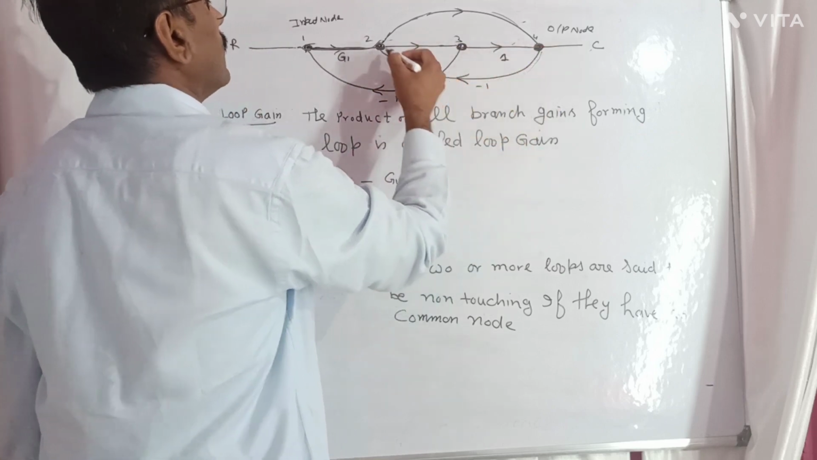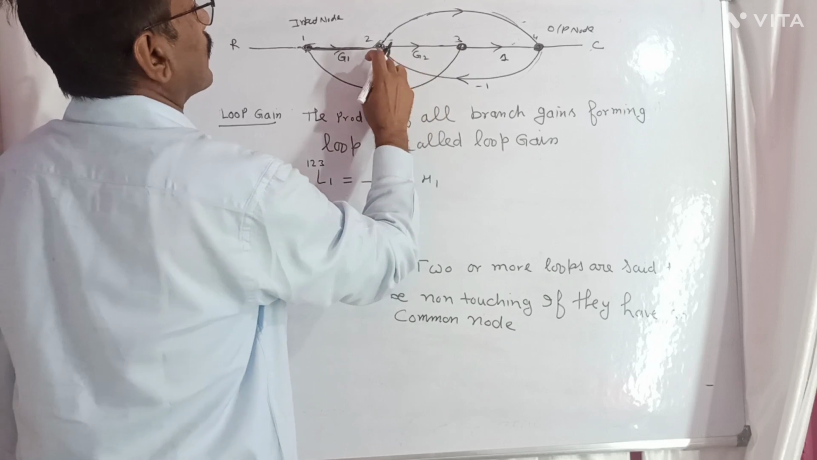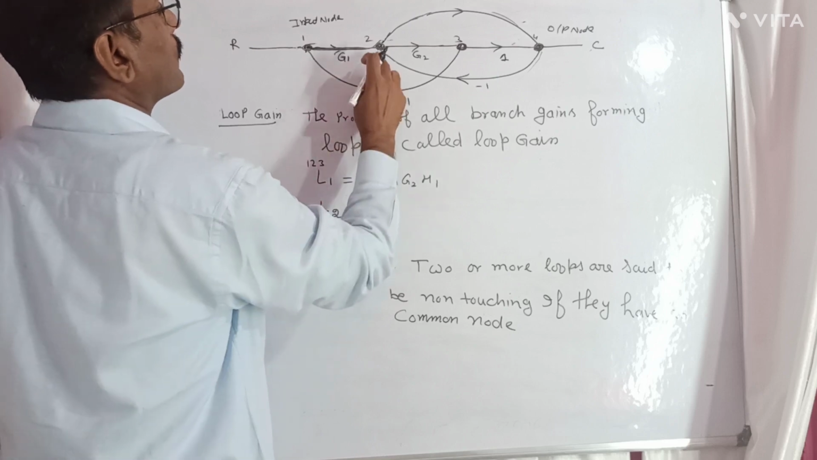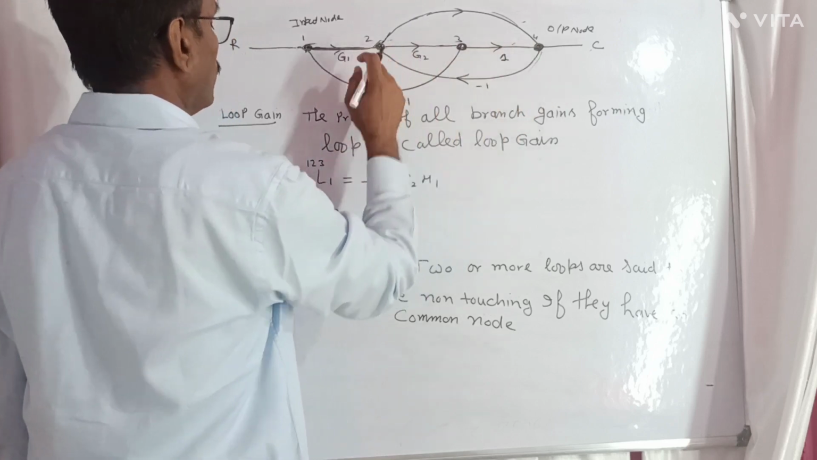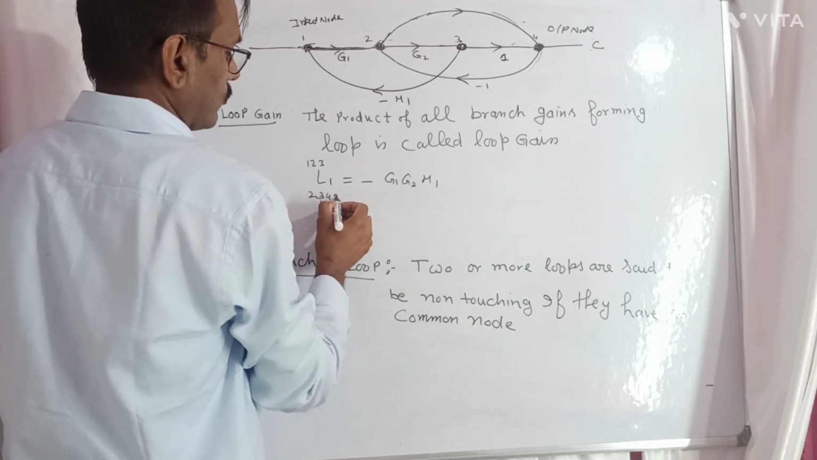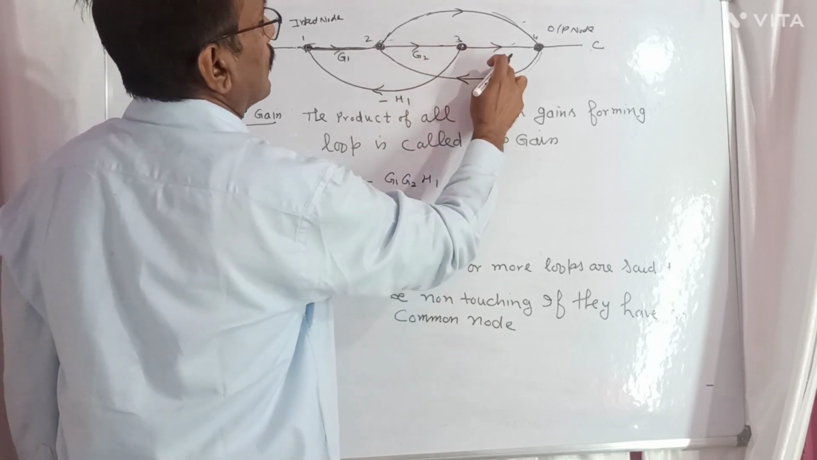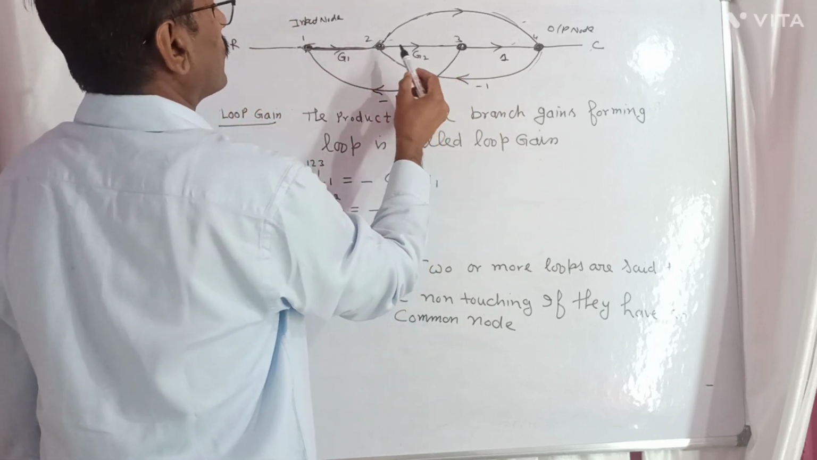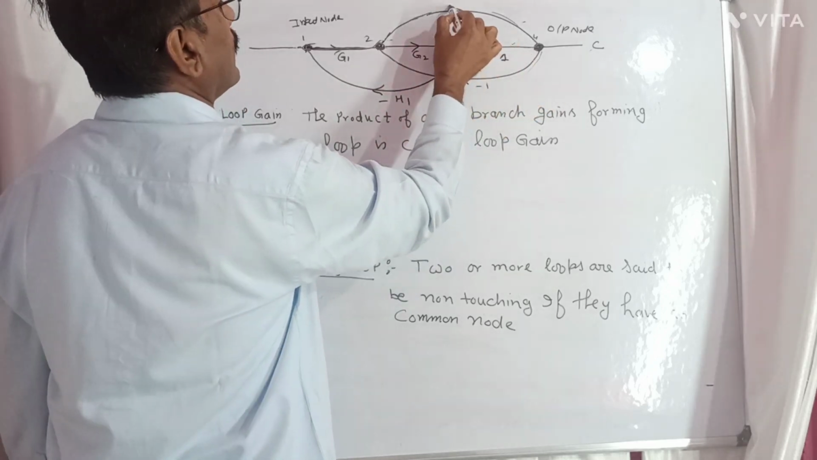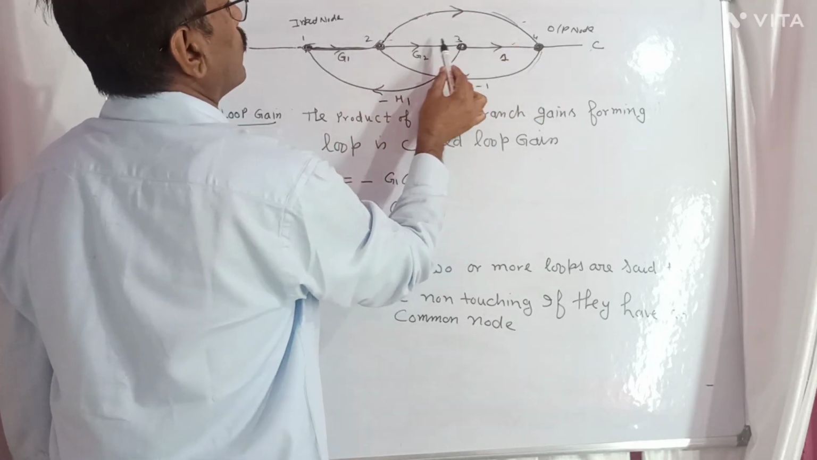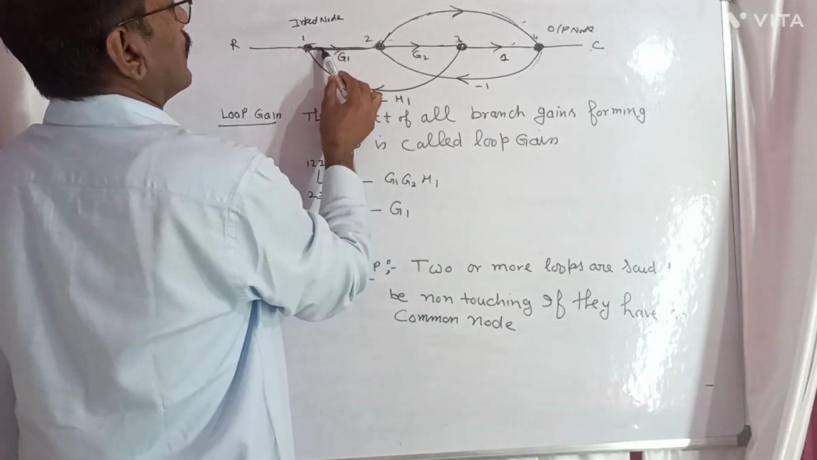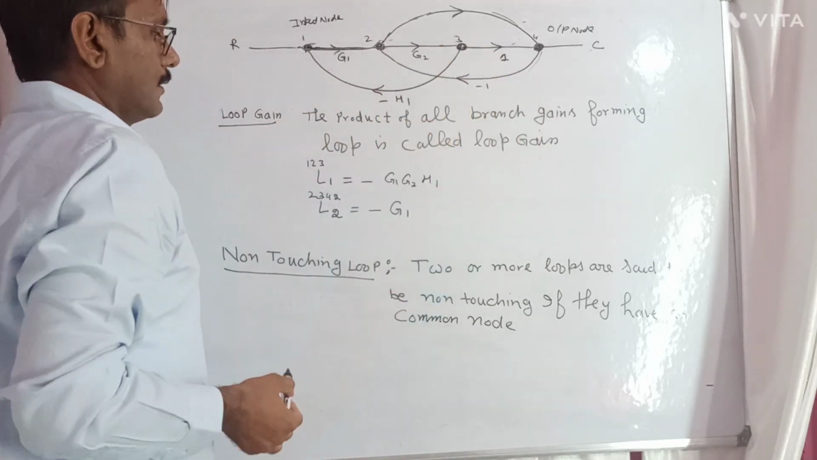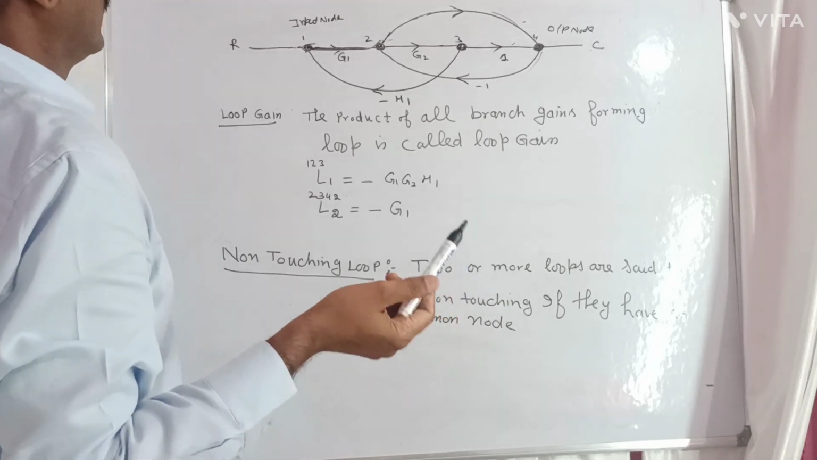Here is the second loop, L2. The loop gain is g2 into 1 into minus 1. So it is made up from 2 3 4 2. The gain is g1 into 1 into minus 1, so minus g1. The third loop we see is not a loop, because its arrow is coming in the opposite direction. So this is the two loops. So in this signal flow graph there are two loops.